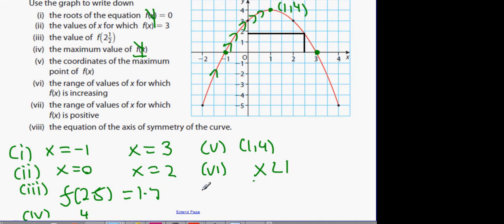Okay? Next one. Find the range of values of x for which f of x is positive. What does f of x mean again? The y value is positive. So where's the y value positive? Am I positive yet? I'm at minus 5. No. I'm at minus 2. No. I'm at 0. Am I positive now? No, you're neutral. You're not positive, you're neutral. And then what happens when I go up? I'm now positive. Then I stop. I'm neutral again, and now I'm negative.